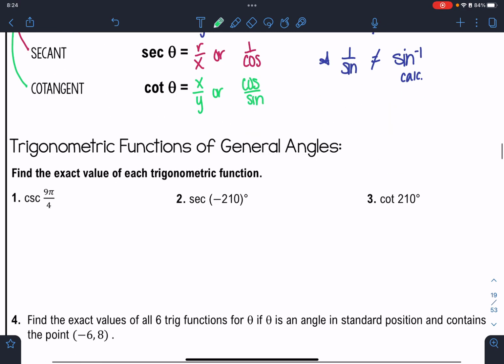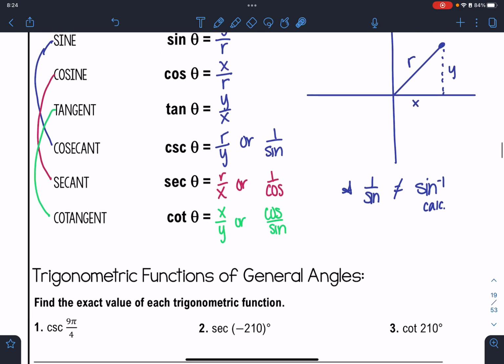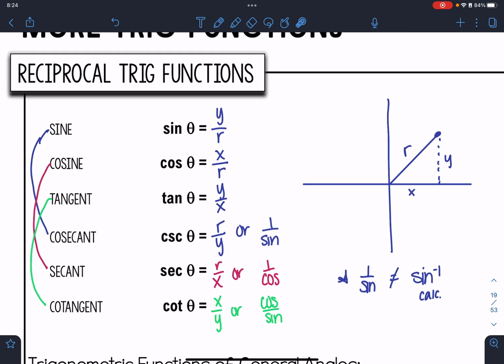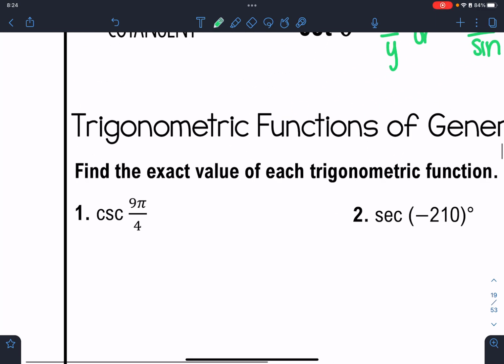The same letters don't go together. Okay, so if I want to find the exact value of these functions using my new three, you'll need to find what sine is and then flip it. Or just think about what is sine, and I'm flipping the order there, okay? So for cosecant, again, we want to know, well, what is sine?